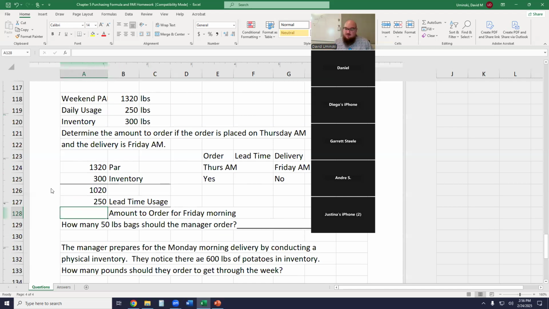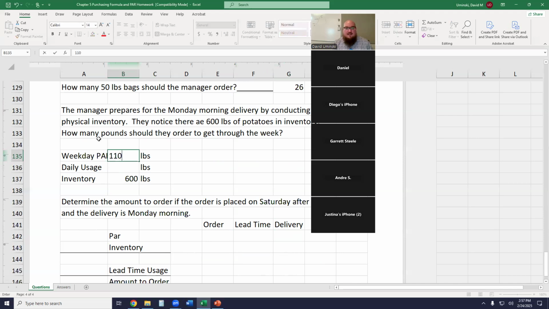Okay. So I order 1,270 and I divide 1,270 by 50 pounds. I get 25.4. So I'm going to go ahead and order 26 bags of potatoes. Okay. Round that up to 26 bags.